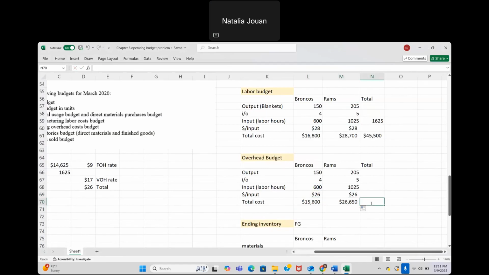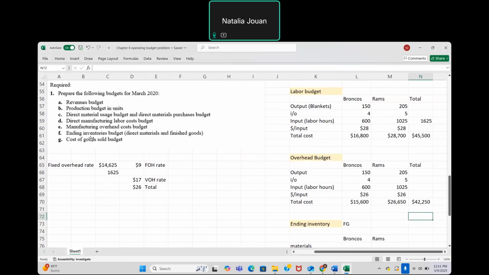And if we want the total, eventually we will, when we work a cash budget, when we need the total. There we go. Okay. So now we have the manufacturing budgets. We have the materials, we have the labor, we have the overhead. The next budget that you asked to do is the ending inventory budget, okay, for both materials and finished goods.